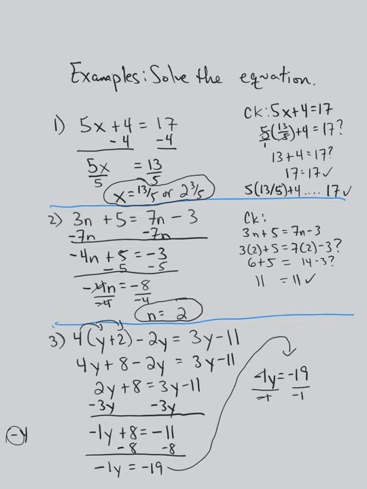So over on the left side, they cancel. I get y is equal to 19 divided by 1 is 19, and then I have a negative divided by a negative. So my solution is 19.